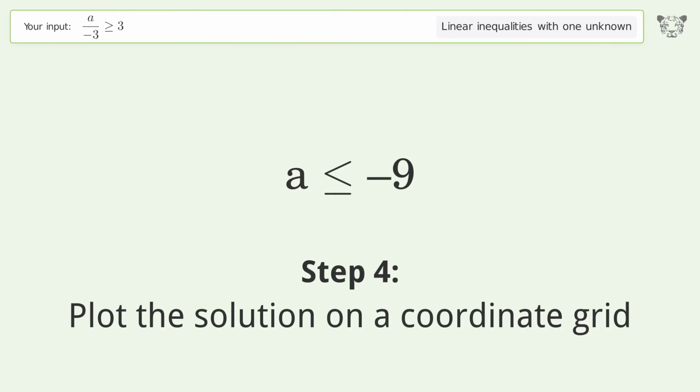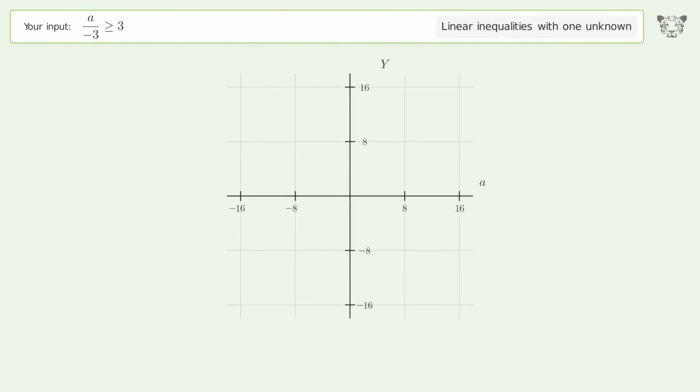Plot the solution on a coordinate grid. And so the final result is a equal or smaller than -9.